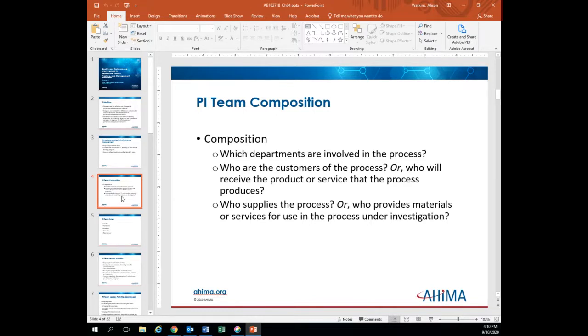Who supplies the process or who provides materials or services for use in the process under investigation? There's more than just thought. There could be materials, supplies, time, travel, different things that could be involved in this performance improvement team composition. There are budgetary issues and whatnot. So all of that needs to be taken into consideration when you put the team together.